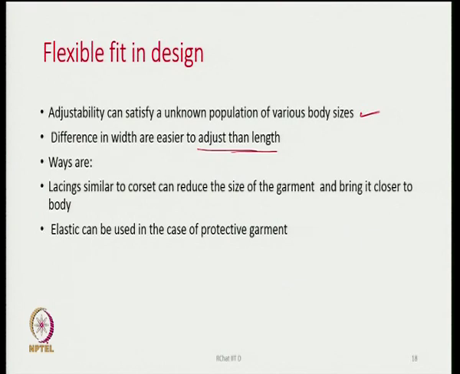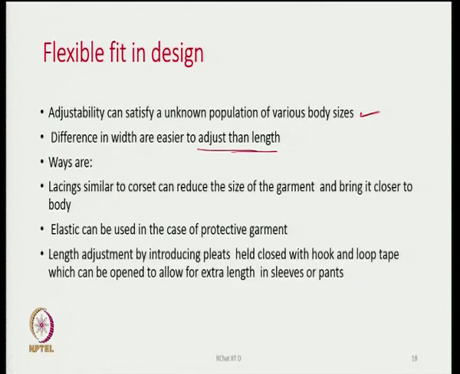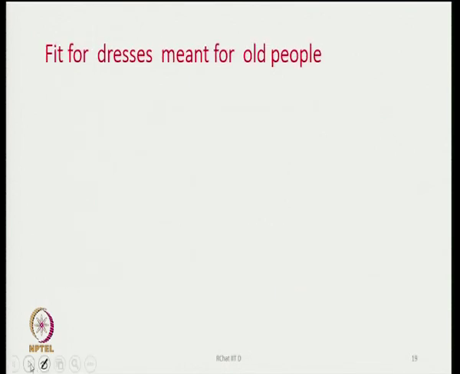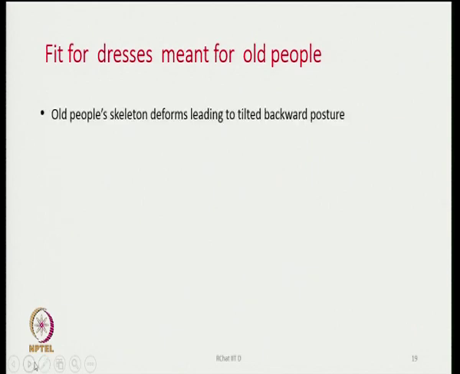Elastic can be used in the case of protective garments. So, length or height adjustment is difficult, though not impossible, but adjustment of the width of a garment is a little bit easier. We can have these options. Length adjustment is introduced in the form of pleats held closed with hook and loop tape, which can be opened to allow for extra length in sleeve or pants. I think this kind of design of pants and sleeves is now also available. So, these are some of the options that we have. And fit for dresses meant for old people.